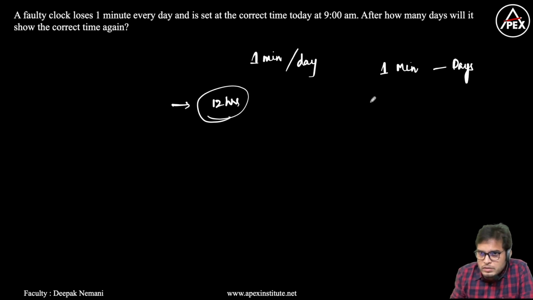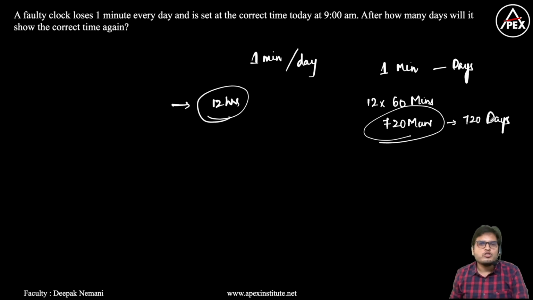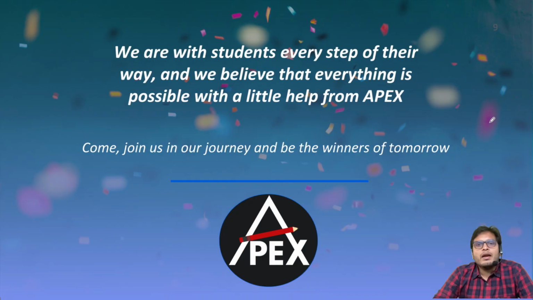Now 12 hours, which is nothing but 12 into 60 minutes, which is nothing but 720 minutes. Now to slow down by 720 minutes, that will take 720 days. So the answer for this question should be 720. Now these are some of the important models from which you can expect questions based on clocks.